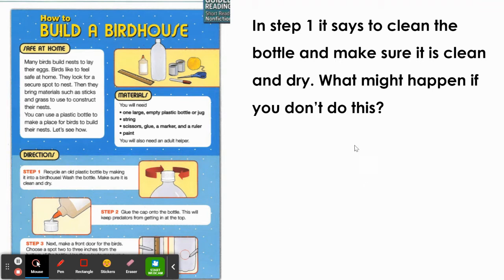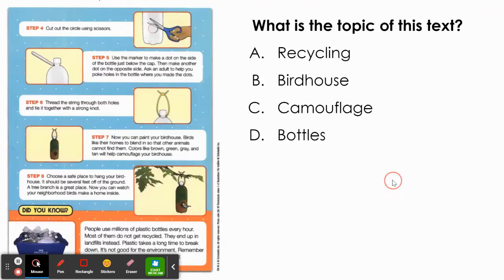All right, so here we don't know the exact answer, but we can think about making something clean, washing it. If the bottle has old drink in it, it might get moldy or yucky, and then the birds want to eat their food. And if it gets wet, sometimes as things get wet, it can get moldy or a little soggy, and we don't want that either. So here we're thinking that's probably why you want to make sure it's clean and dry.